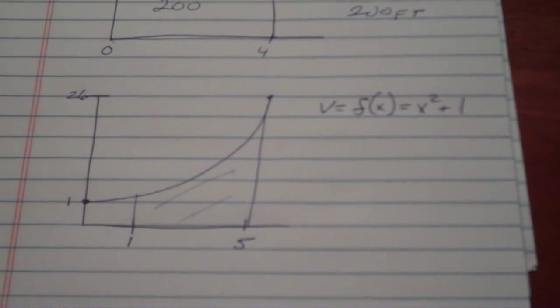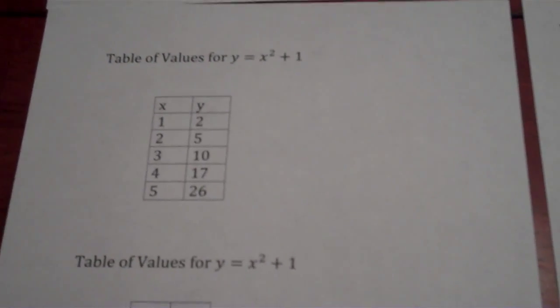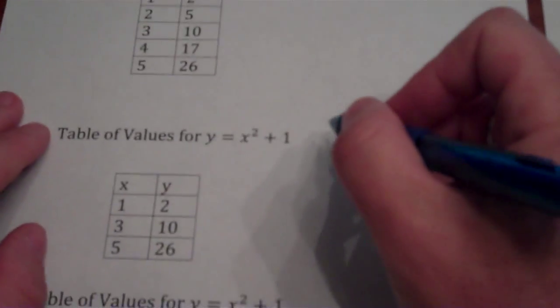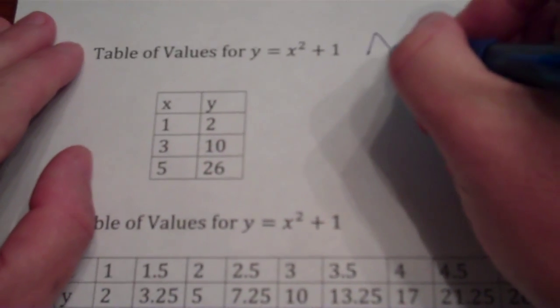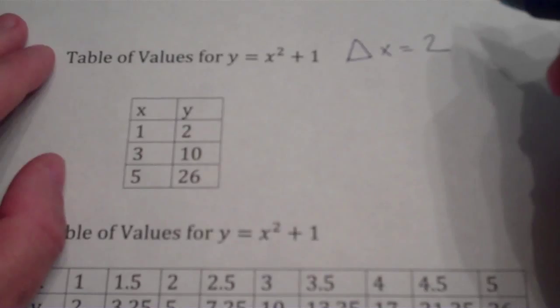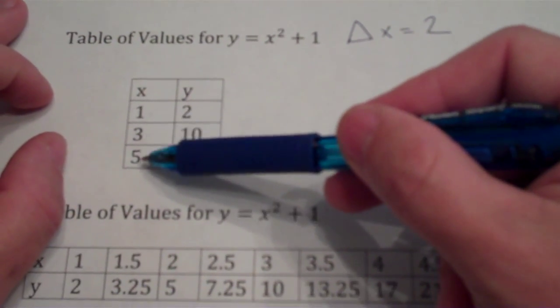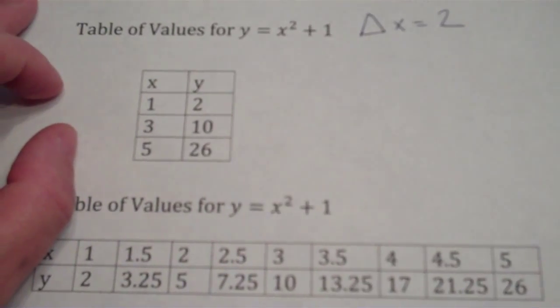So first of all, let's take a look at a chart of values. First of all, I am going to go by 2's. I am going to look at this middle chart. I'm going to still start at 1, but I'm going to make my change in x 2. So I'll start with 1, I'll proceed to 3, and then I'll proceed to 5. What would that look like graphically speaking?